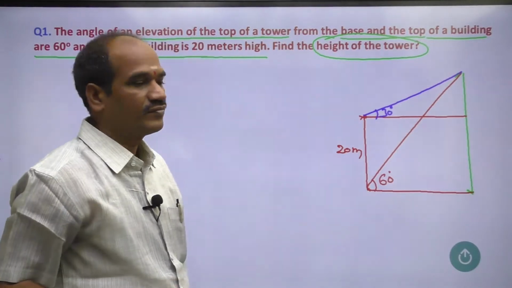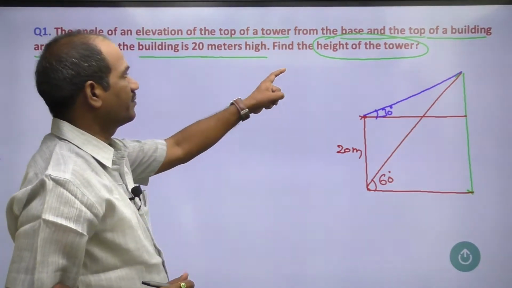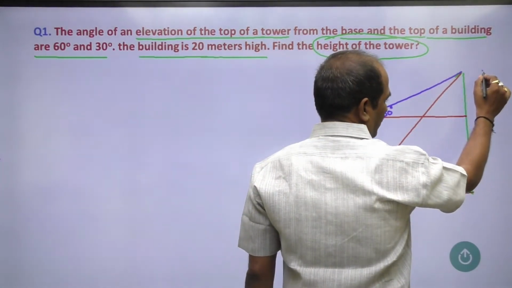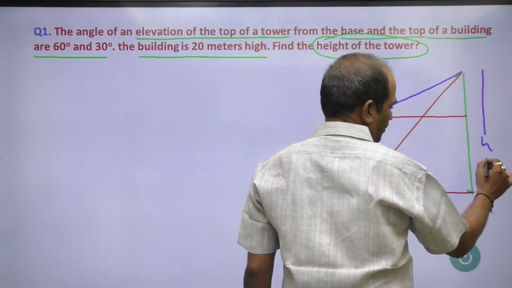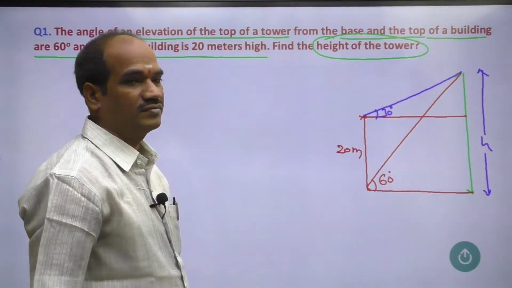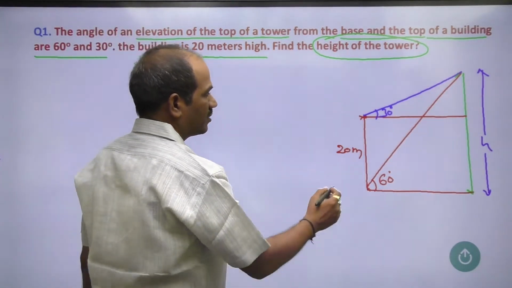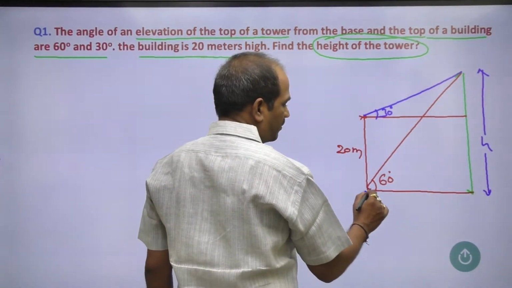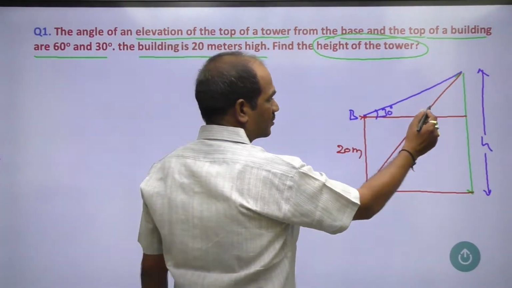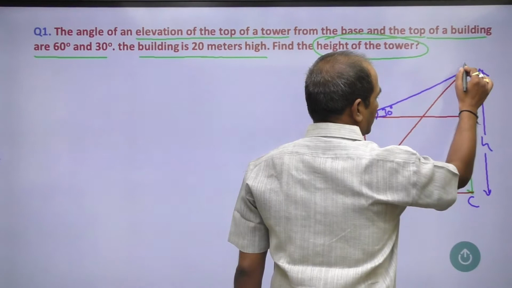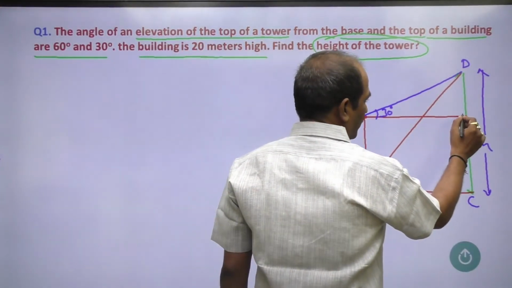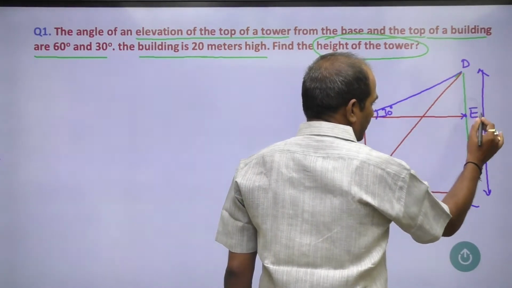See here first, find the height of the tower. So we calculate this height. This total height is h, and we calculate the h value. First the building height: AB is the building height. Next, the remaining tower height is CD. CD is the height of the tower. Next, this point we take as E.